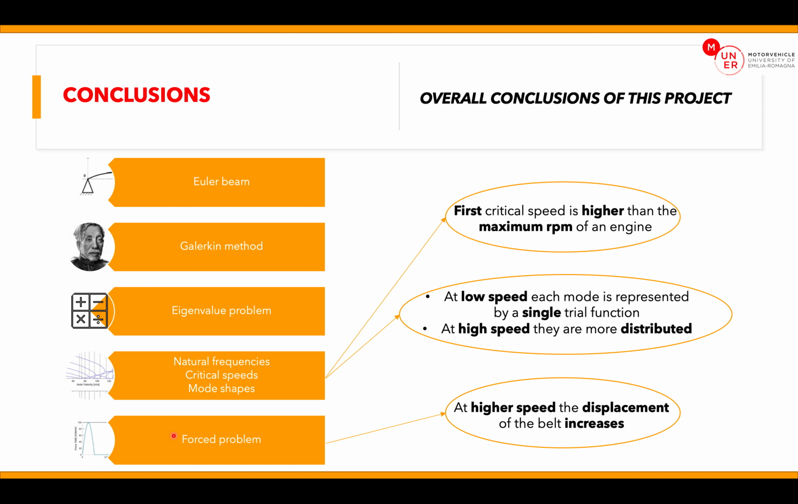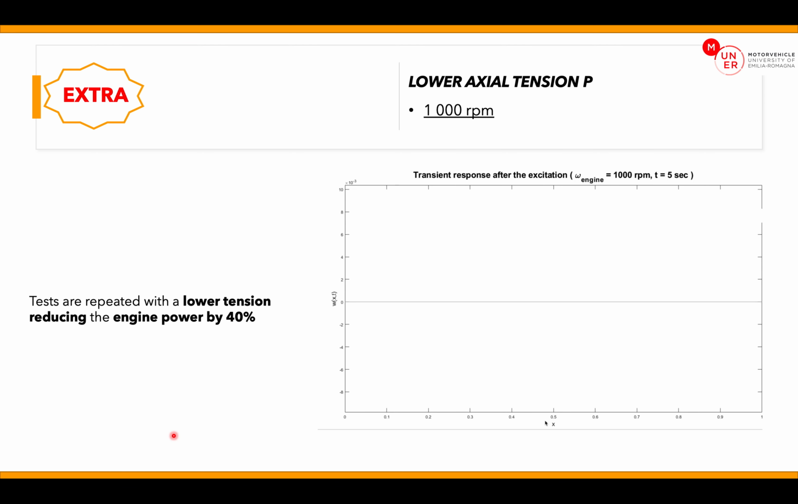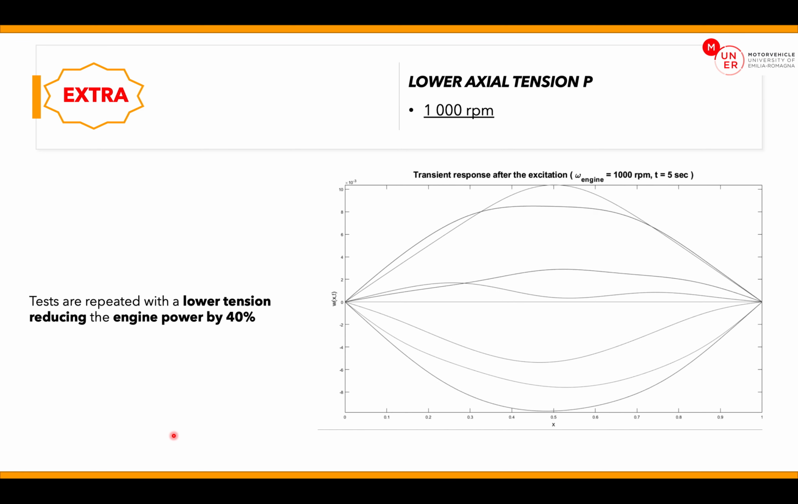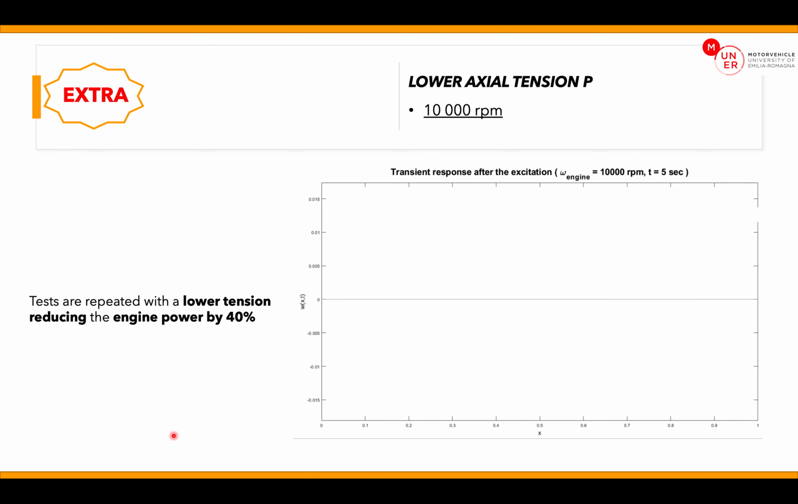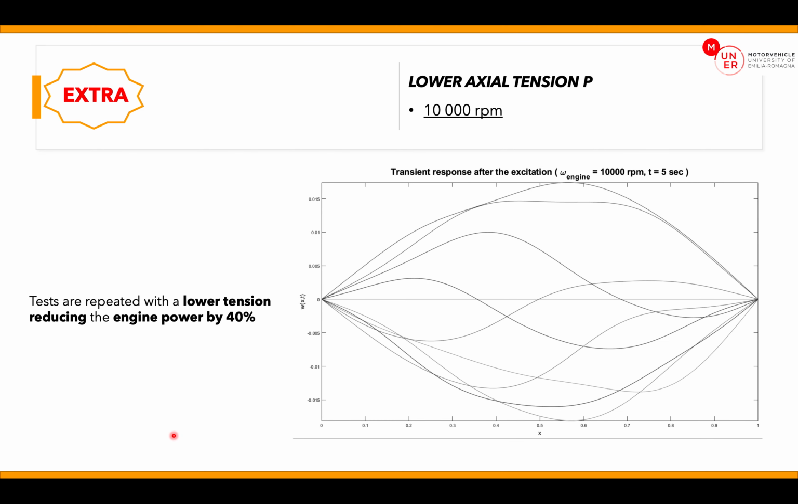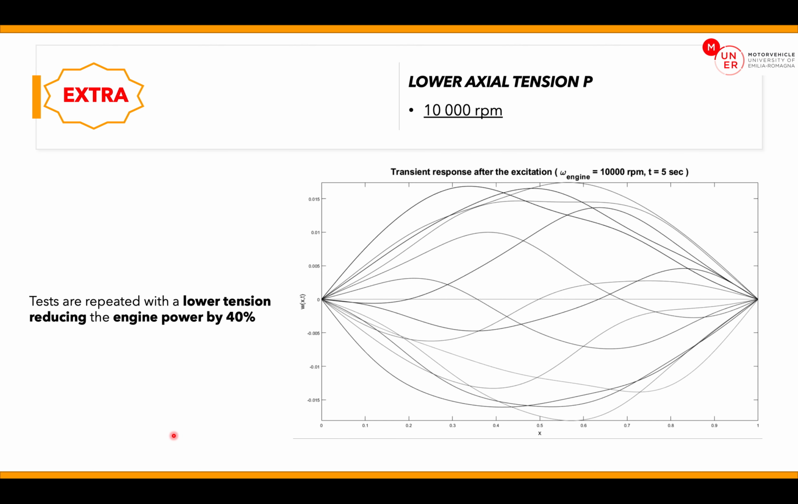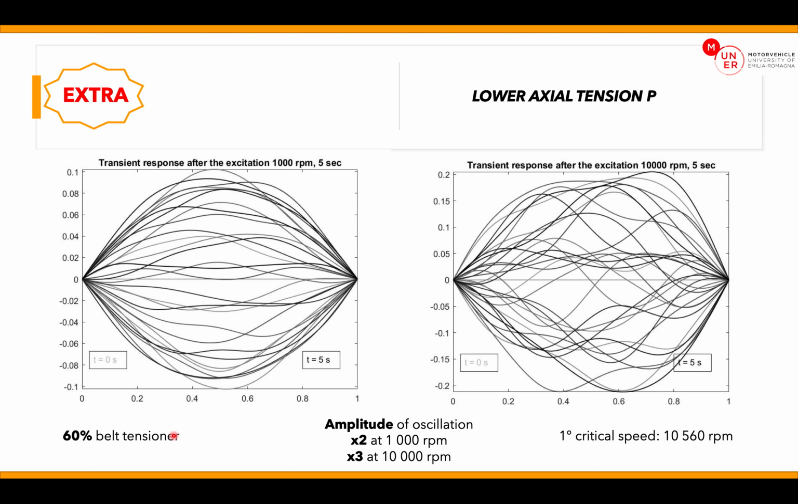Now the project is over, but we decided to go deeper in the problem. We have some extra. We repeated all the tests with a lower tension, reducing the engine power by 40%. Here we can see the response of the same exciting force at 1000 RPM. And here at 10,000 RPM. So, in conclusion, we can say that the deformation of the belt increases.